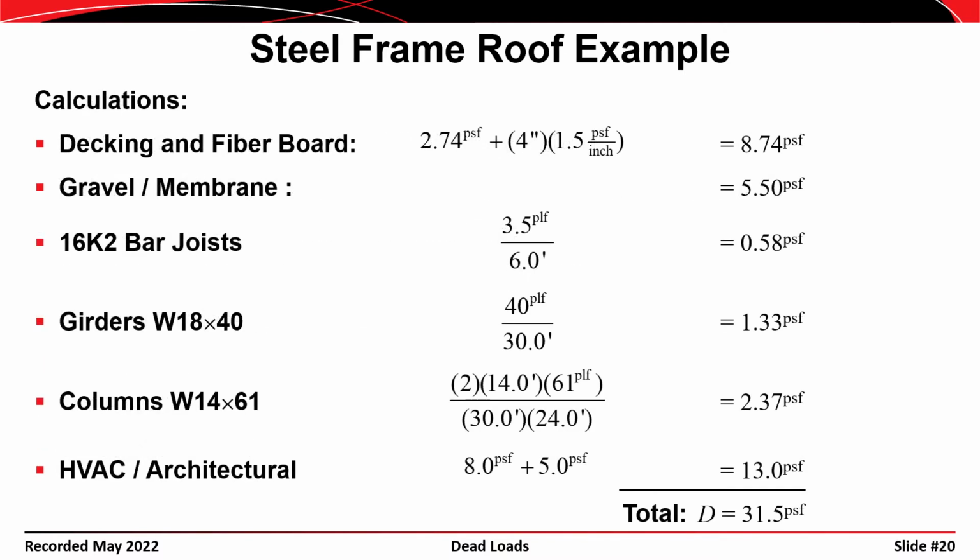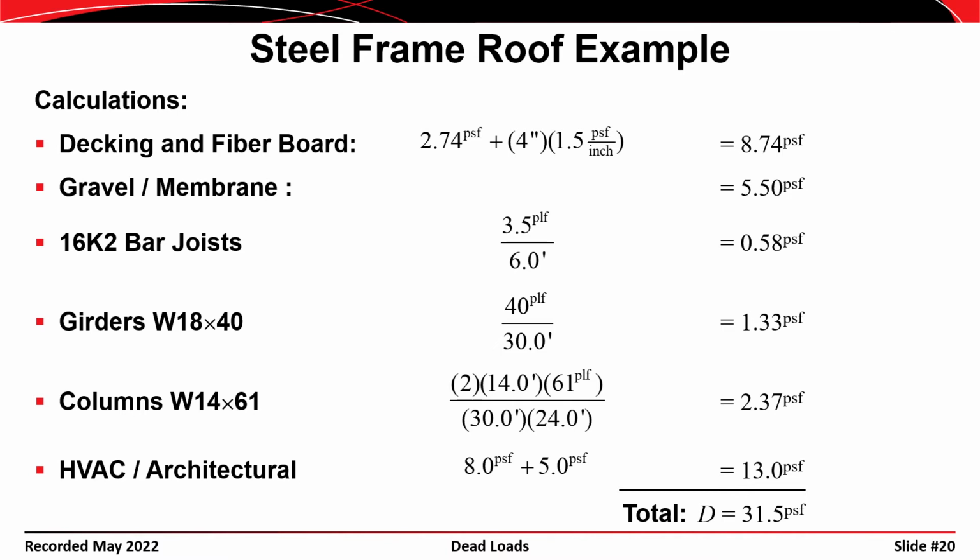So we do some math here. If we look up the decking in the fiberboard, we would take 2.74 pounds per square foot for the decking out of the Vulcraft manual. Out of the table in the commentary to Chapter 3 of ASCE 7, it gives us a self-weight of the fiberboard is 1.5 pounds per square foot per inch. Then we take the gravel and the membrane, again, out of the commentary to ASCE 7. I'll use 5.5 pounds per square foot.